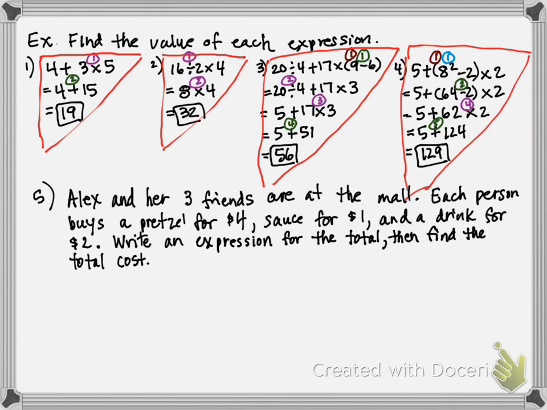Okay, back again. Now you understand why I clicked off. So Alex and her 3 friends are at the mall. Each person buys a pretzel for $4, sauce for $1, and a drink for $2. Write an expression for the total, then find the total cost. All right, again, pause the video, write this down. I'll wait for you. All right, ready? Here we go.